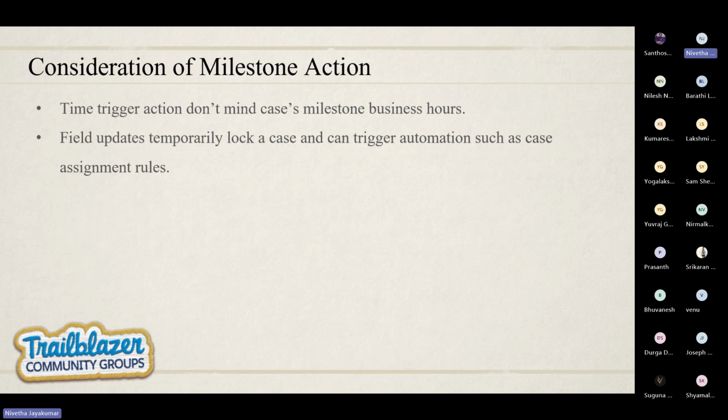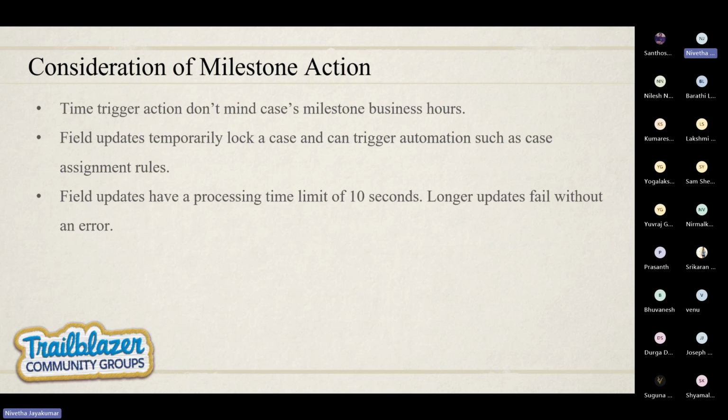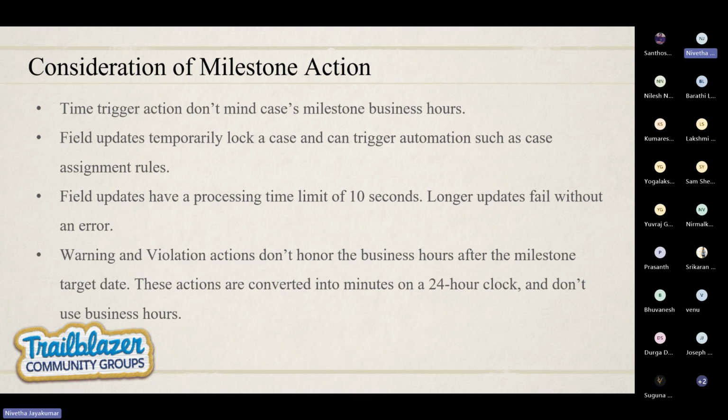Considerations of milestone actions. Time trigger action calculations do not account for anything other than a case milestone's business hours. Field updates temporarily lock a case and can trigger automation such as case assignment rules and escalation rules. Field updates have a processing time limit of 10 seconds. Longer updates fail with an error. Reasons for this type of failure include updates to a field that's already locked or complex business logic that runs longer than 10 seconds.